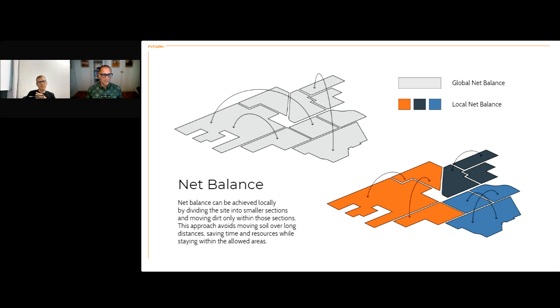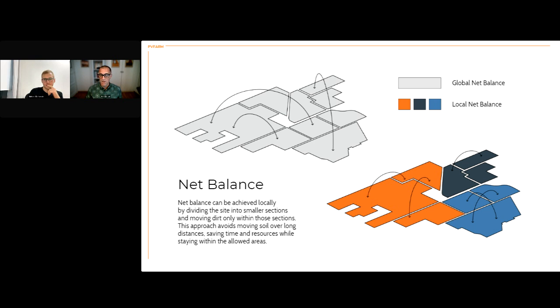Max mentioned this earlier. When we talk about net balance, we're talking about the balance of dirt that we want to either bring on the site or take off the site. In many cases, we want to use the resources that we already have on the site, so we want that number to be as close to zero as possible. I mean, we also want those different zones to be within a reasonable radius of the equipment, right? A piece of equipment has to carry that dirt.